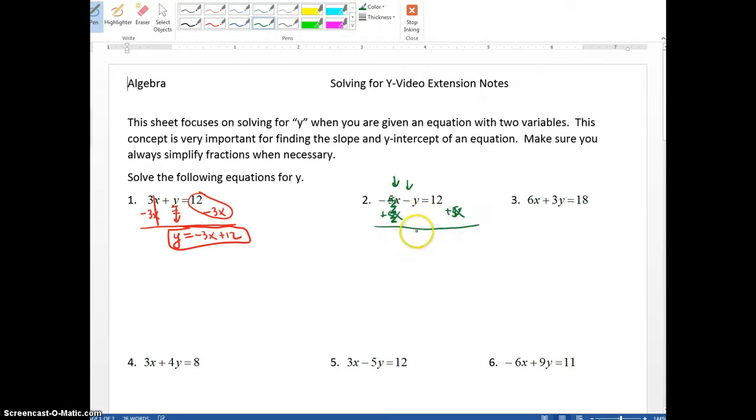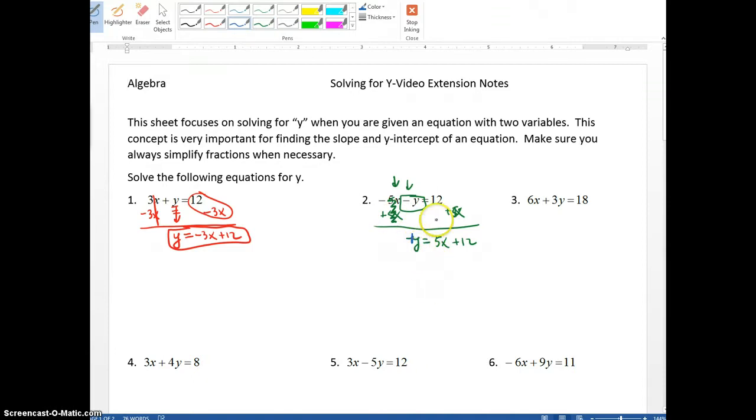These are no longer on the left side, but I have to bring down this negative y equals, now I bring down the 5x, and then the plus 12. Remember, you can only combine like terms. Now the y still has that negative in front of it. Picture that as being a negative 1.